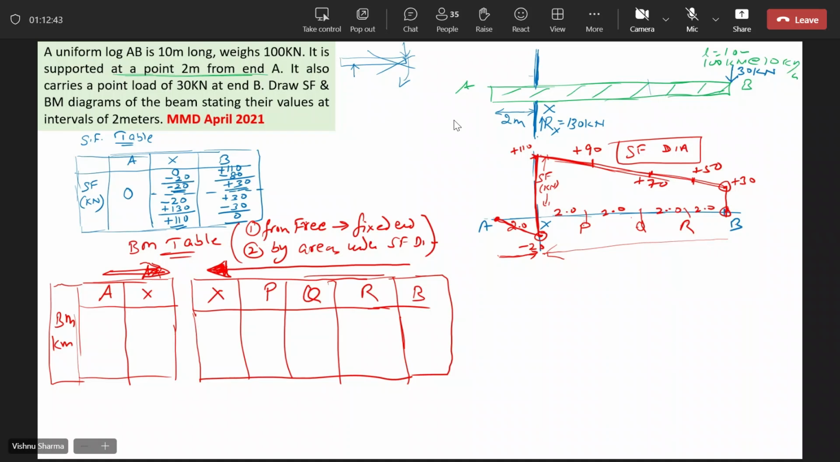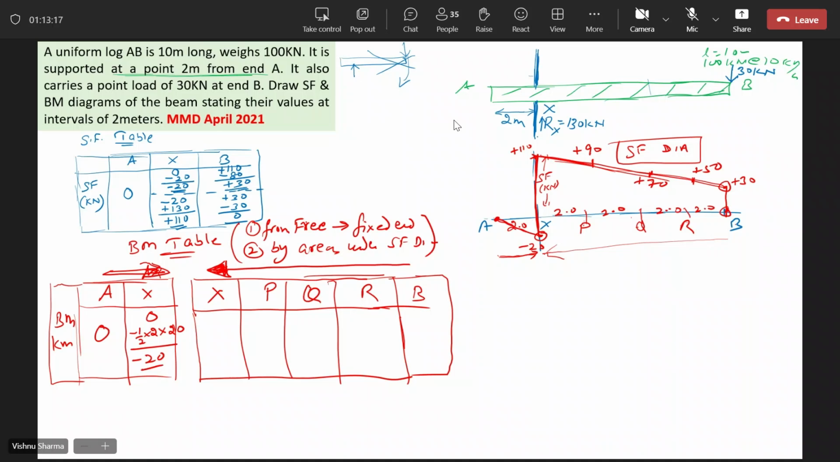I'm sure filling up from A to X is not an issue. What will be the bending moment at A, guys? Look at the SF diagram. 0. I carry forward 0. What is the change from A to X? Will it be minus or plus? Minus. Very good. So minus half into 2 into 20. It is minus 20. Very good.